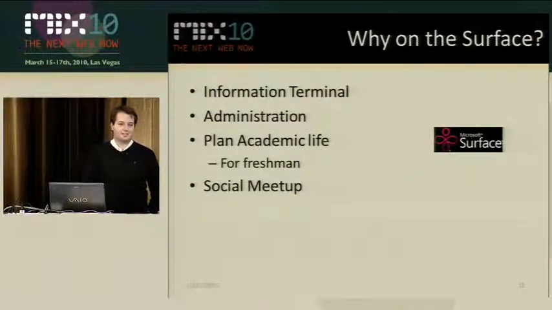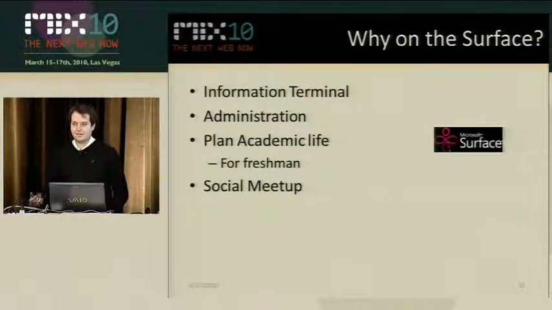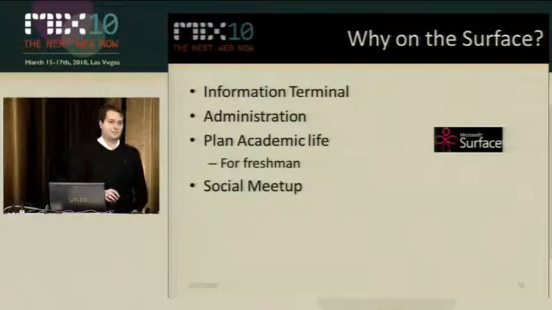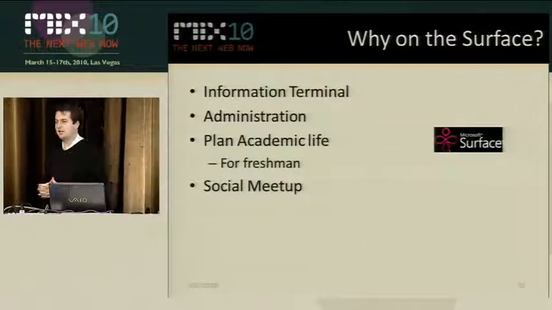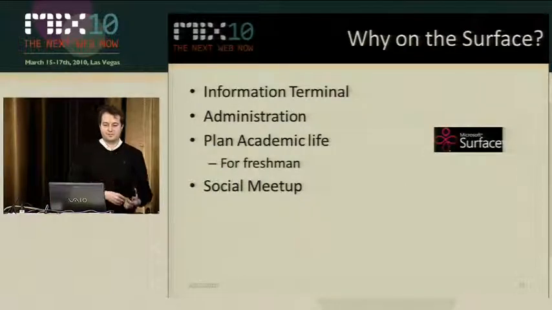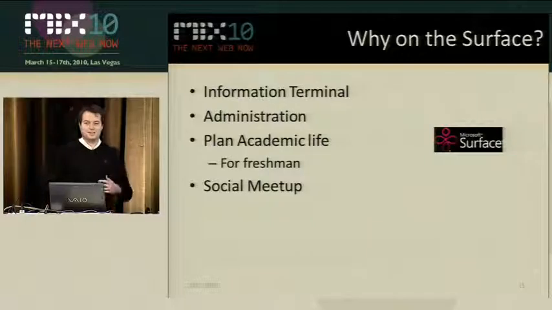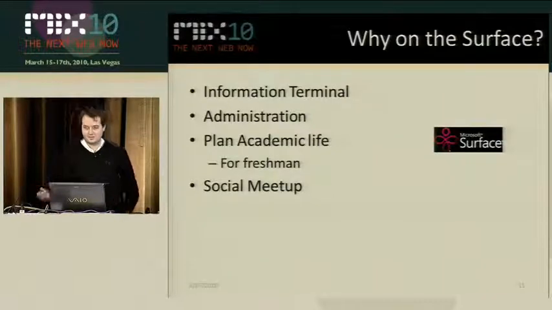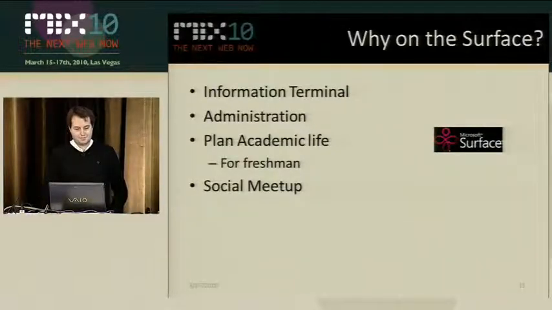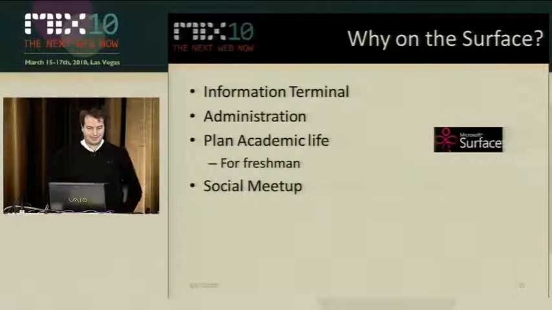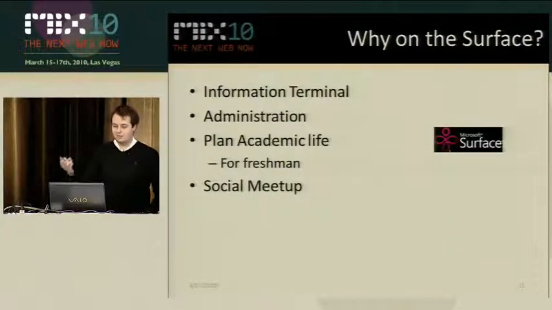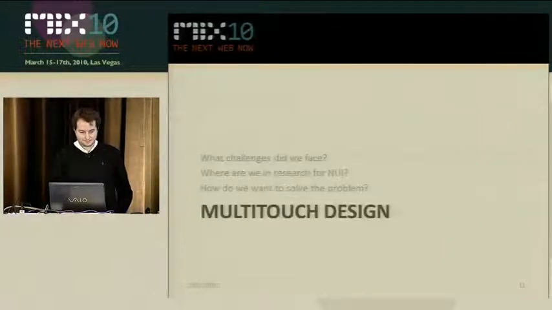Next, there is the possibility to plan the academic life, like supporting freshmen when they join the university. We have a system called Guardian Angels, and they go and talk to new students, to freshmen, and tell them what places they can visit at the university. And this can be done with the Surface now, as the Surface gives us a different social experience, which I will talk about later as well. And then we have the possibility of a social meetup, where you can just sit together and talk while having a coffee or something like that.